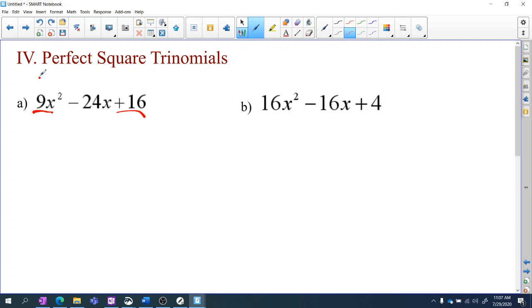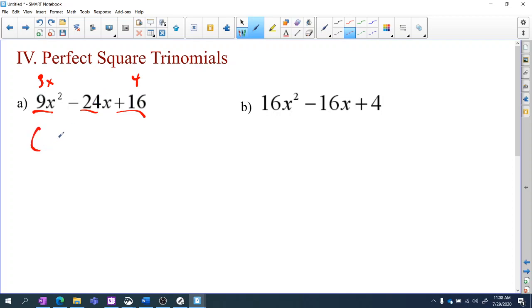Final check is when you take the square root of the first, again, I'm writing it out here, you can just do it in your head, and the square root of the last one. You multiply those together, you get 12x, double it. Do you get that number? Don't worry about the sign for these ones. Do you get a 24 is all I'm worried about. 3x times 4 is 12x, doubled, 24x. This is a perfect square trinomial.